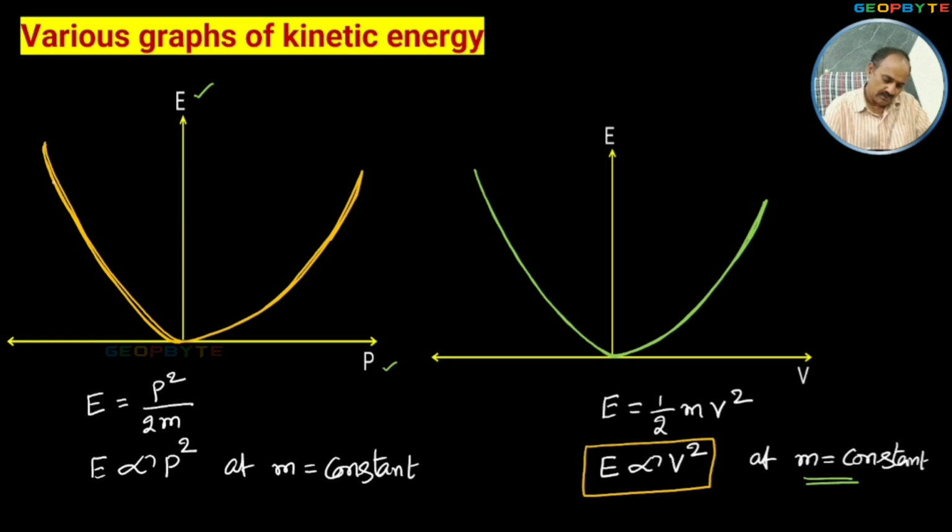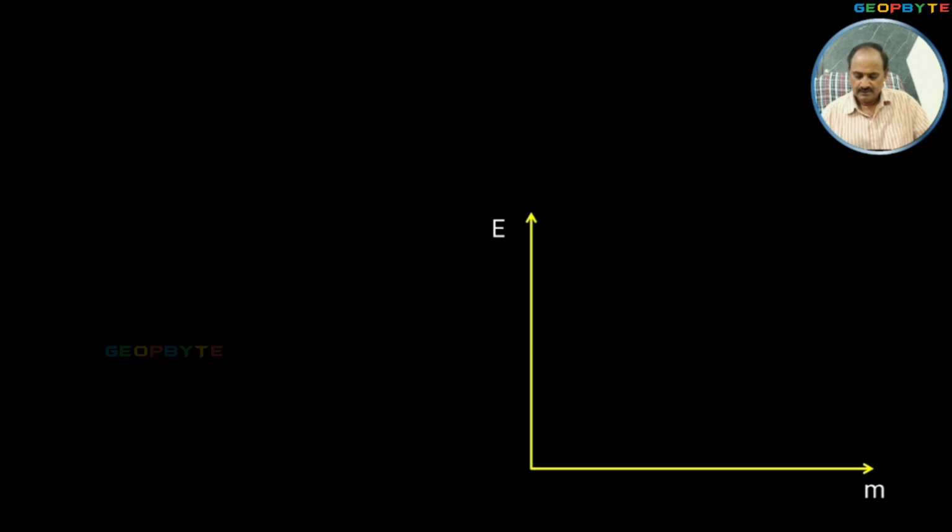I hope all of you clearly understood. These graphs are very important graphs. The graph is symmetrical about the energy axis or vertical axis. Parabolic variation. Similarly, look at another graph between the energy and mass. As you know, the energy at constant linear momentum.